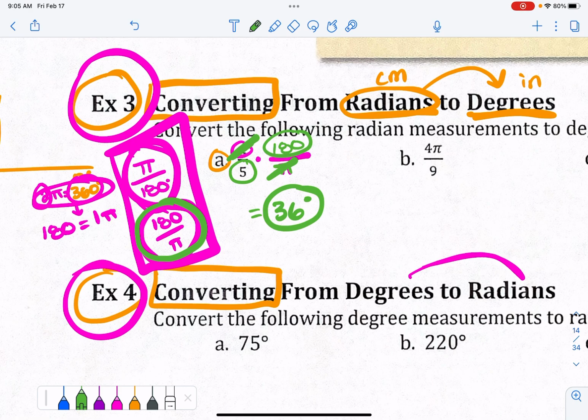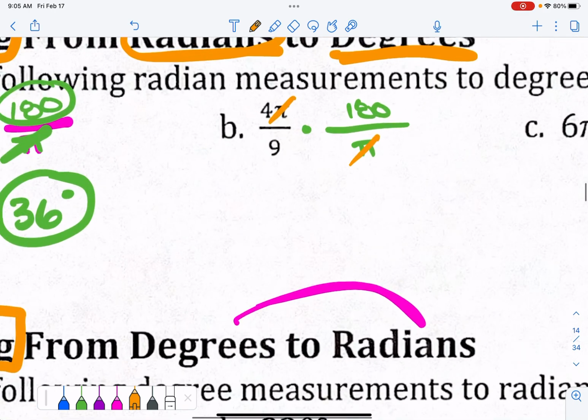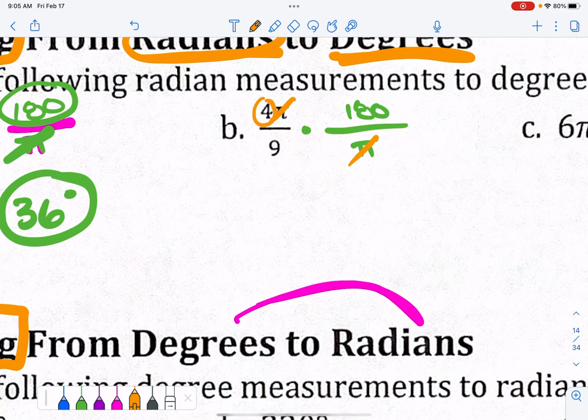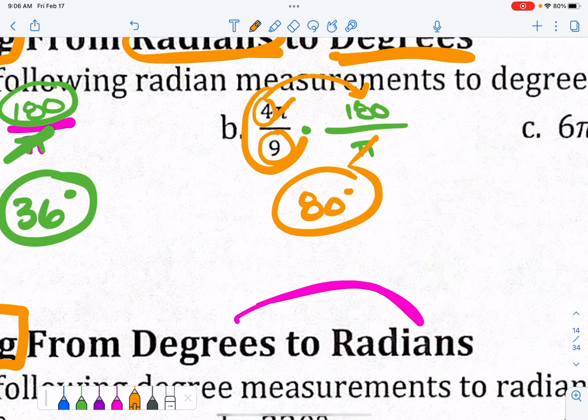So you want to use the equivalent here. Same thing here. I want to use either pi over 180 or 180 over pi, okay? Pi is going to go on the bottom, so this cancels with this one, all right? And here I have a 4 left over, so I'm going to take 4 times 180 and then divide that number by 9, and that's 80 degrees. So 4 pi over 9 radians is the same thing as 80 degrees, okay?